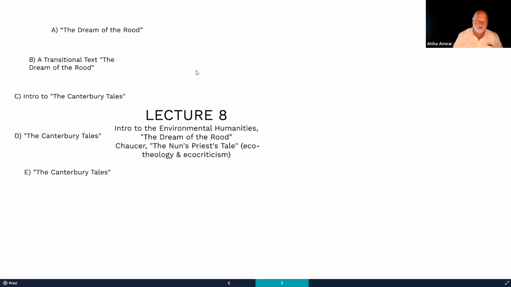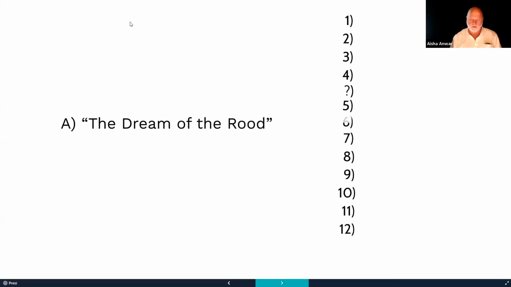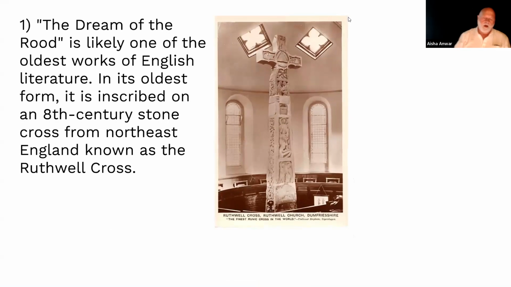So this is it, lecture number 8. It should take the whole time, even though, because you'll see there are quite a few texts for each of these. Okay, The Dream of the Rood, a short poem, the first text we've read. It's kind of like the Epic of Gilgamesh in the sense that the Epic of Gilgamesh is one of the first examples of Western literature. The Dream of the Rood is one of the first examples of English literature.